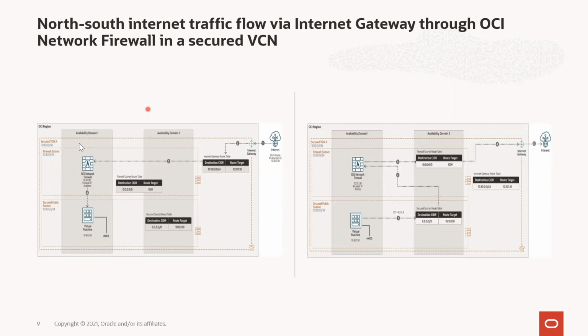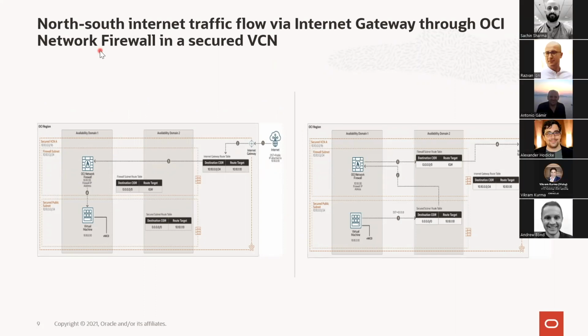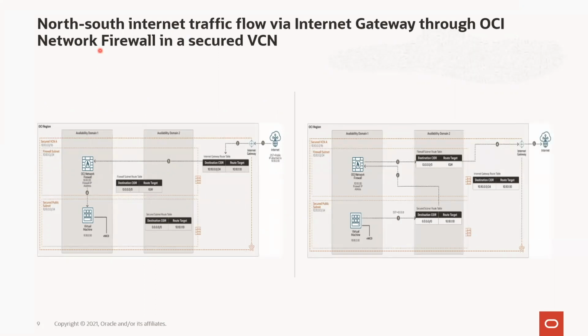Okay. So the first demo which we are going to showcase is north-south internet traffic flow via internet gateway through OCI Network Firewall in a secured VCN. Here you can see the secured public subnet, and you have a firewall subnet. Your firewall should be in a different subnet from where your resources are. It can be in the same VCN but a different subnet.